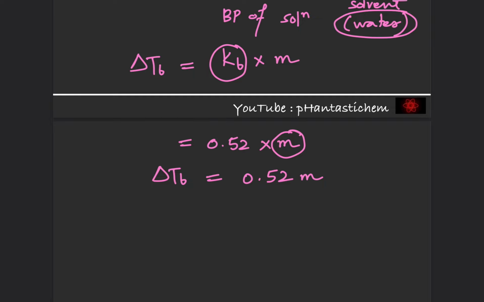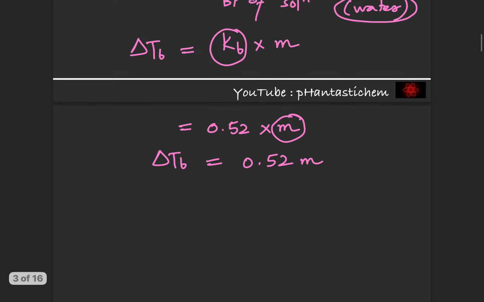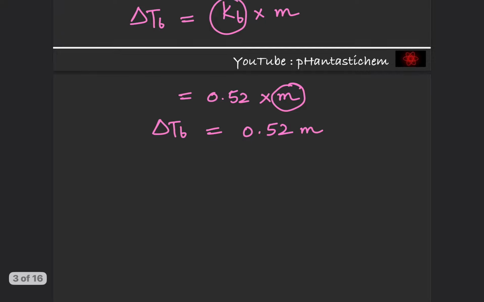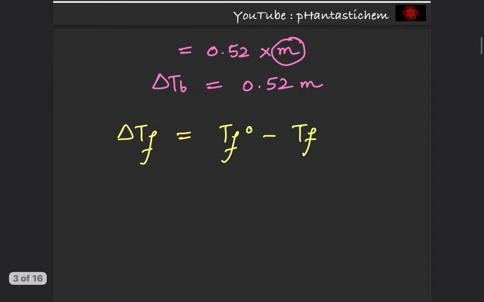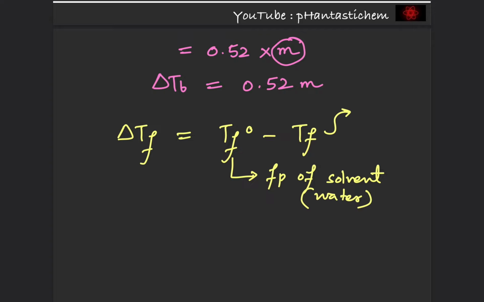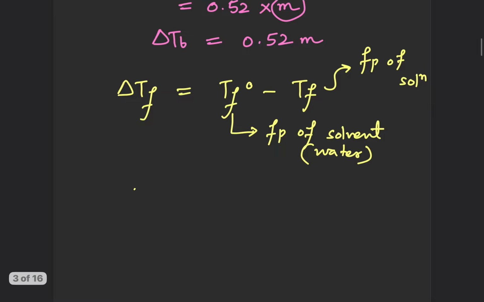So we are adding a similar amount of non-volatile solute and this time we have to talk about the depression in the freezing point, which is delta Tf. Remember the point, a similar amount of non-volatile solute is added. So delta Tf is, again, Tf naught minus Tf. Tf naught is the freezing point of solvent, in this case water, and Tf is the freezing point of solution. Cool. So we know that delta Tf is equal to Kf into m.